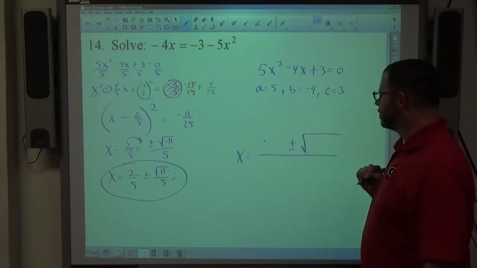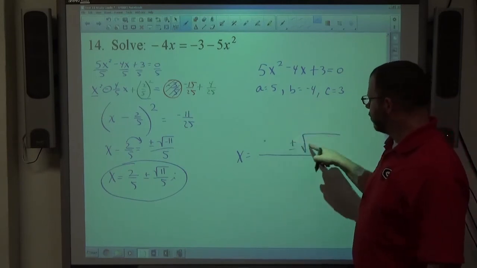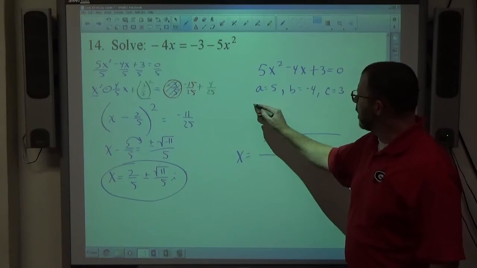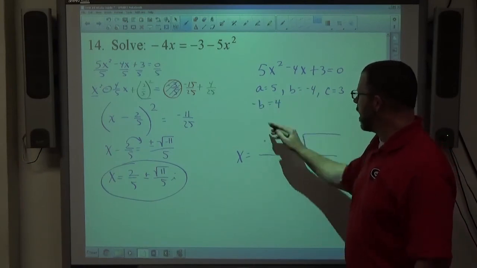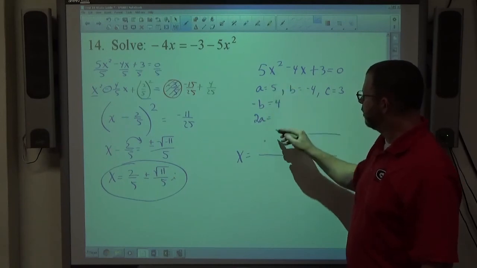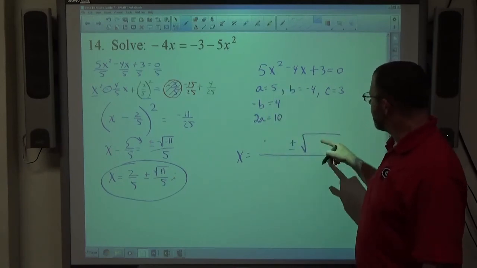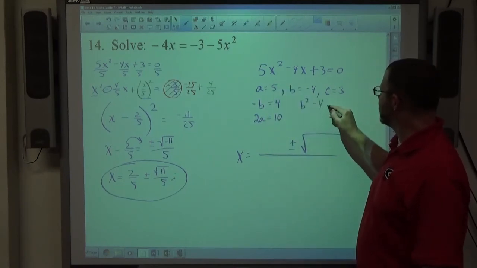that structure. What I need to do is figure out what goes here, here, and here. What goes here is minus B, which is positive 4. What goes on the bottom is 2 times A. 5 times 2 is 10. And what goes in there is B squared minus 4AC.